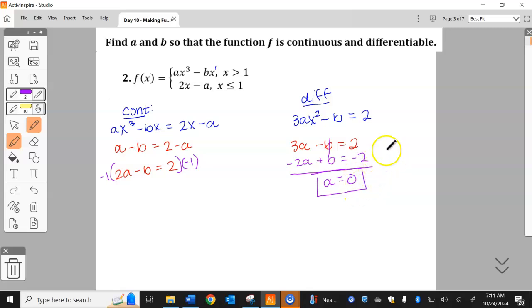And now I can pick either equation and plug it in. I'm just going to jump back to this one right here. So 2 times 0 is 0. So that's going to leave me with a negative b equals 2. Divide by a negative 1. We're going to get b equals negative 2.